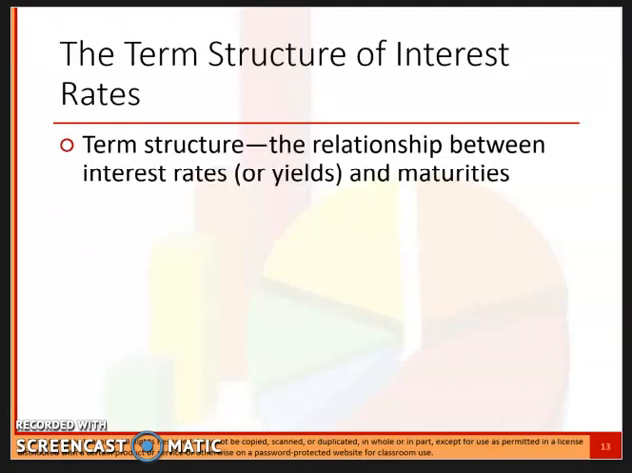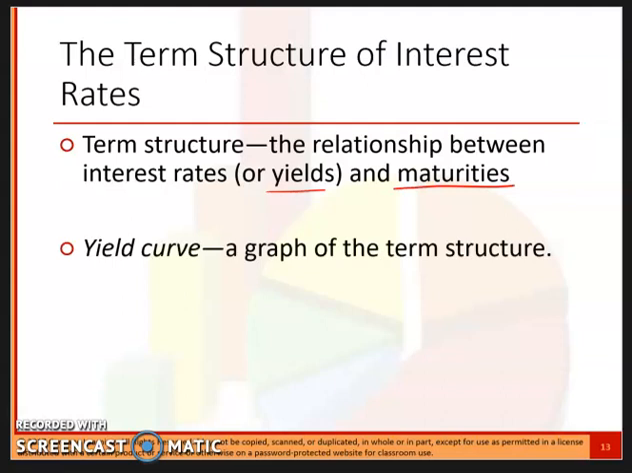Term structure of interest rates. The term structure of interest rates relates to the relationship between interest rates or yields. I prefer yields, because we're looking at yields. We're not looking at interest rates. It's easy to get confused. Coupon rates and yields can be very, very different. So that's the relationship between those yields and maturities. The yield curve is a graph of the term structure of interest rates, and for the most part, as I mentioned before, that applies to U.S. Treasuries.